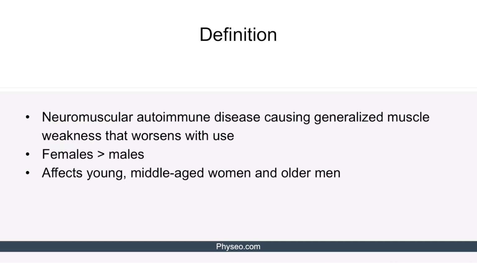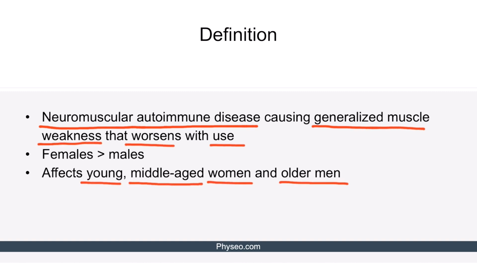Myasthenia gravis is a neuromuscular autoimmune disease that causes generalized muscle weakness that worsens with use, and the disease affects the young, middle-aged women, and older men.